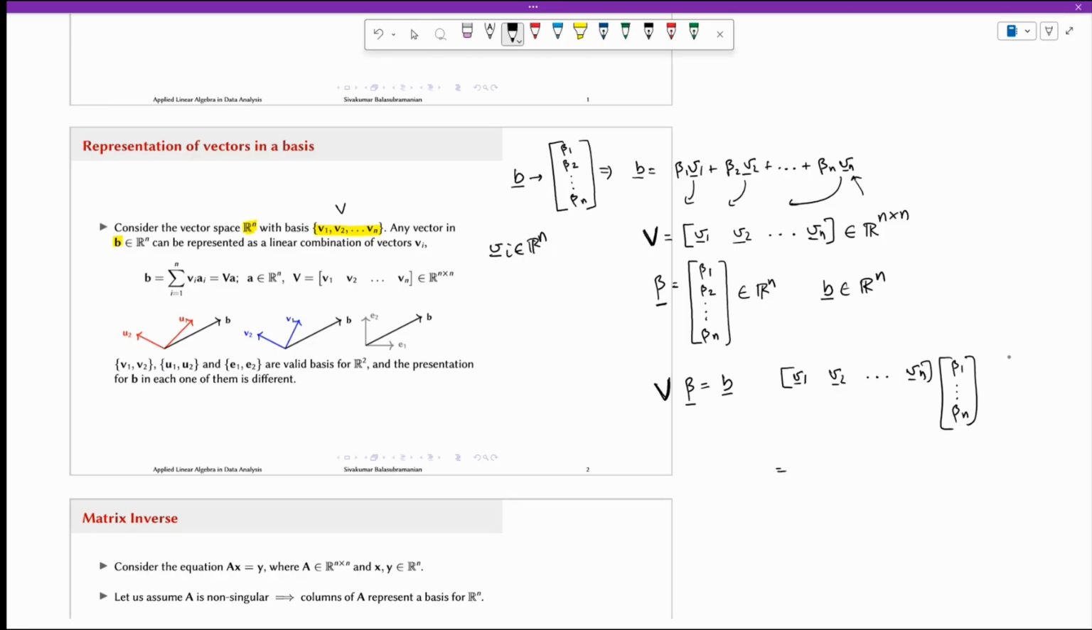A matrix post-multiplied by a column vector means you're taking the linear combination of the columns of the matrix, and the mixture for the linear combination is given by the scalar components of the column vector, which will be beta 1 v1, beta 2 v2, and so on.